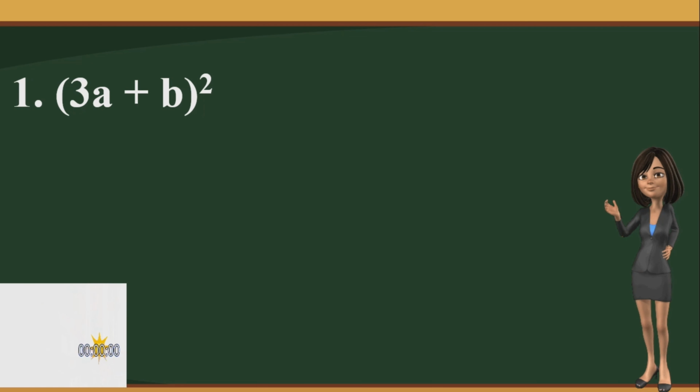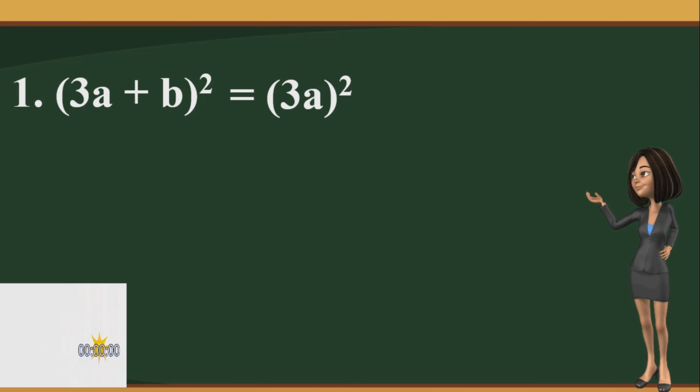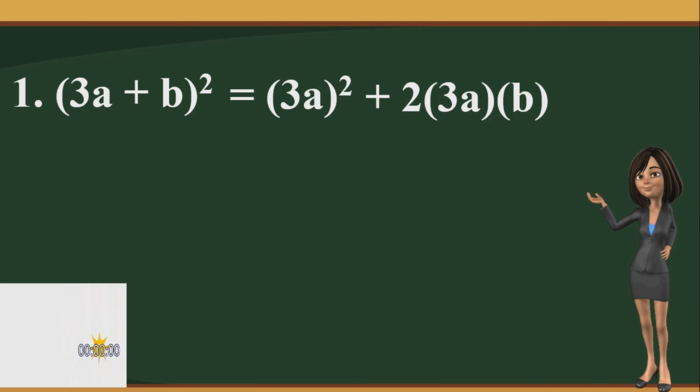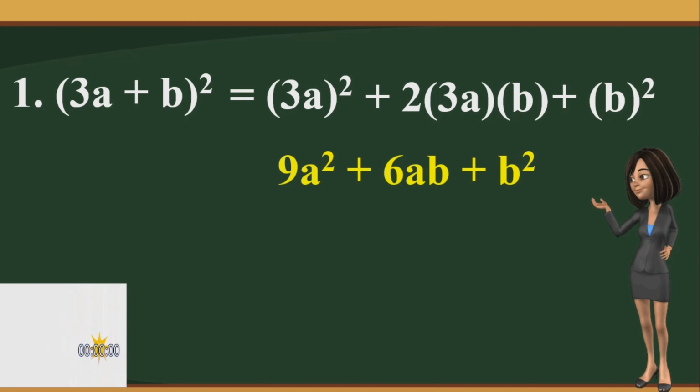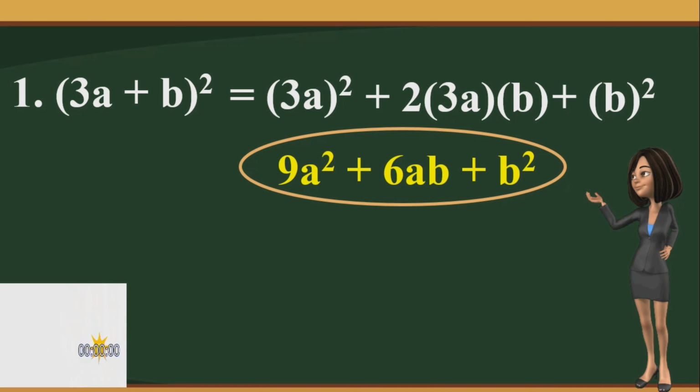Okay, let's see if you get it right. So we have 3a squared plus 2 times 3a times b plus b squared. So the answer is 9a squared plus 6ab plus b squared.